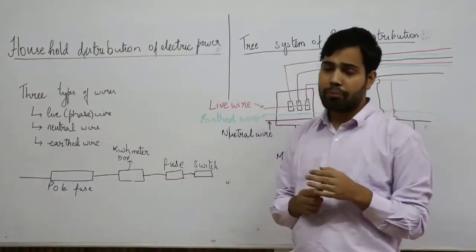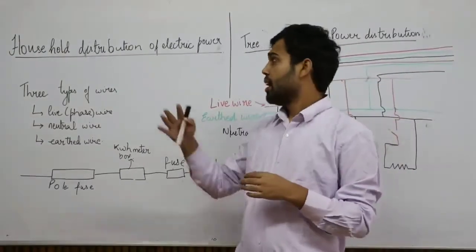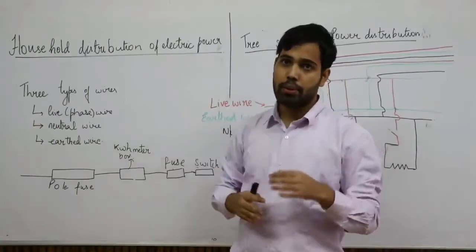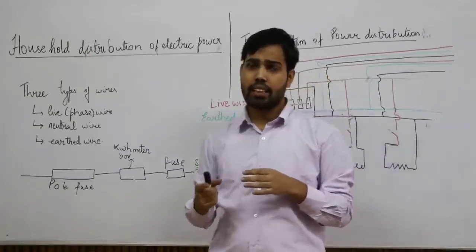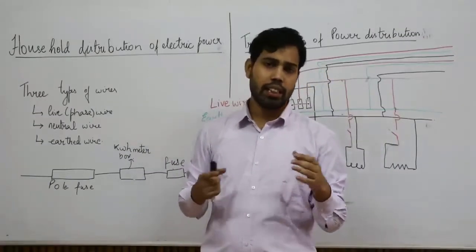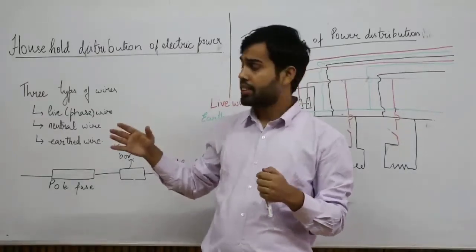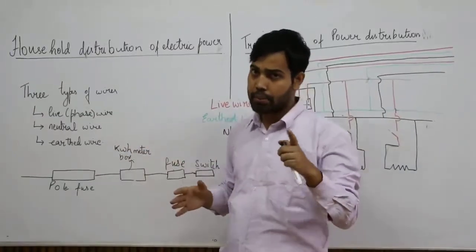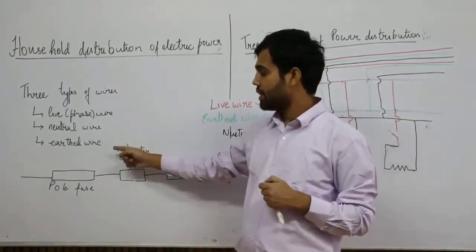Okay, so in our household, in our domestic lives, how is electric power distributed in our houses? Basically this is done by using wires which are either underground or overhead. In these wires, three different wires are present: the live wire, the neutral wire and the earthed wire.